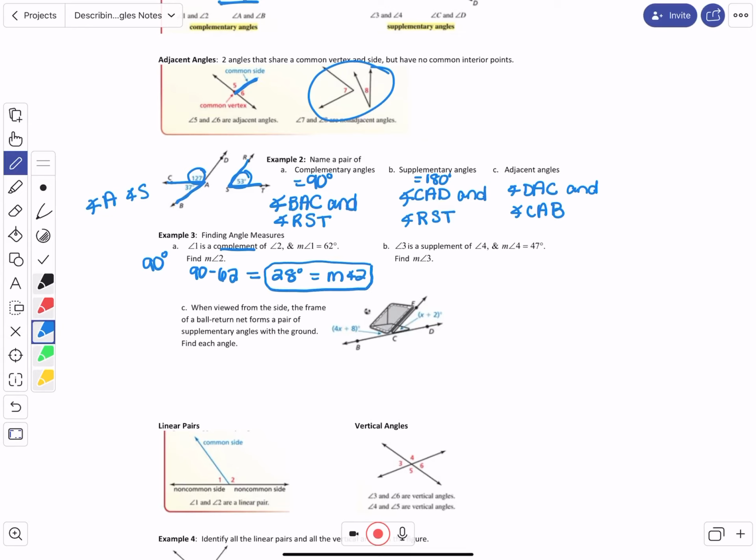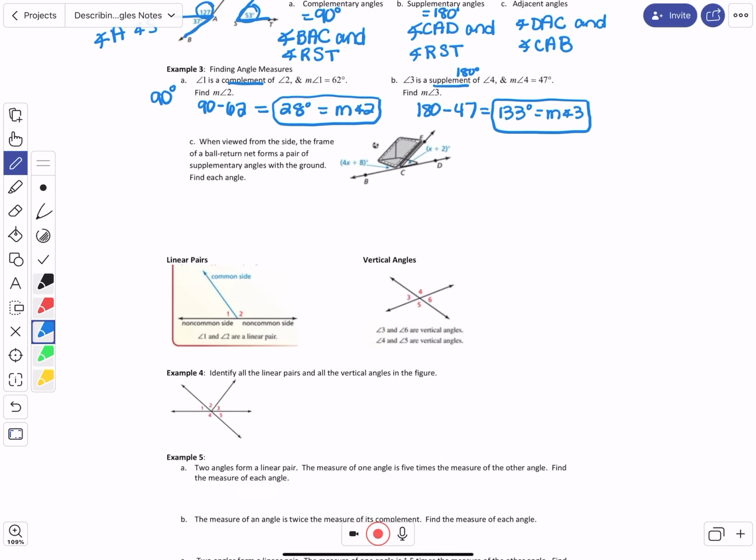All right, on 3, it's a supplement. Supplement means it has to be 180. So we would do 180 minus 47, and that would give us 133 degrees. And so that would be the measure of angle 3. Okay.